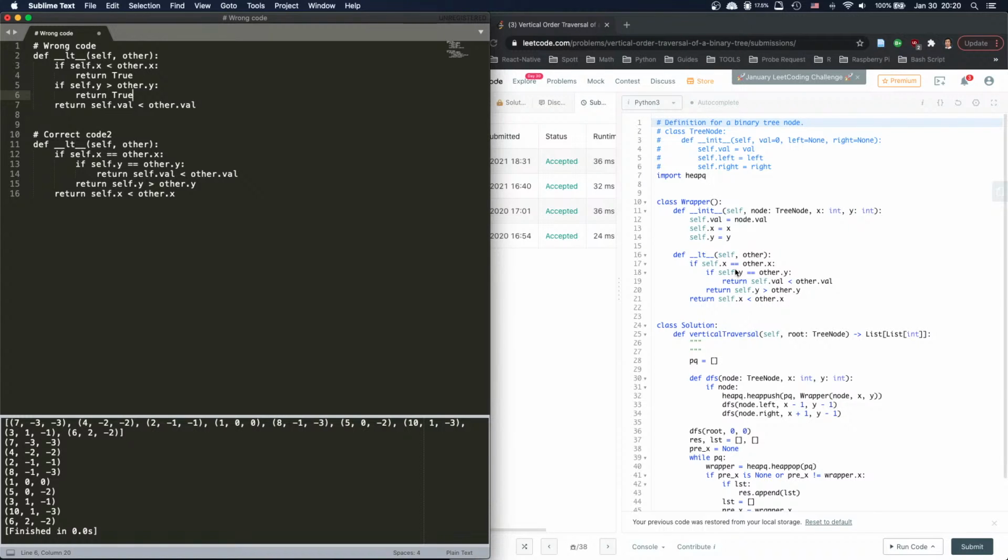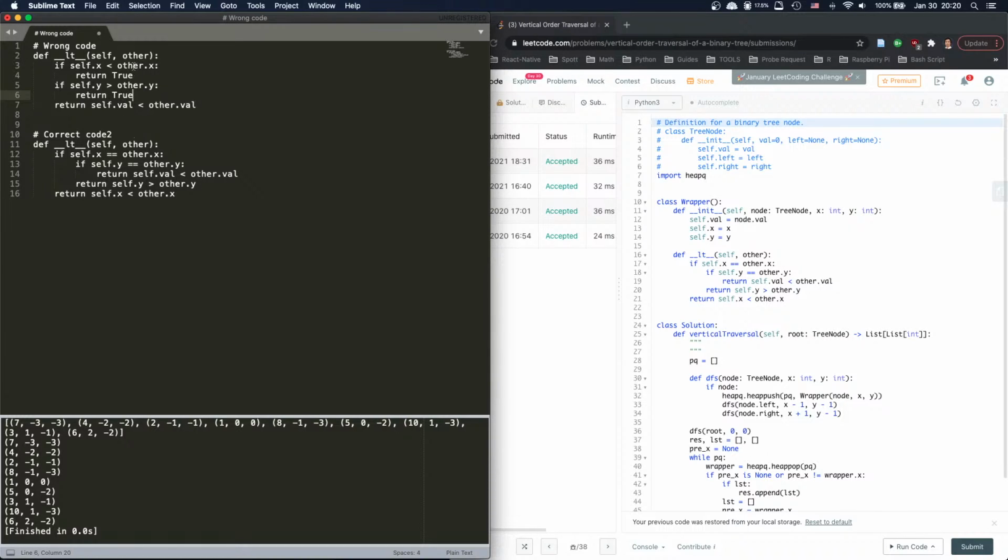So the idea is, we're going to compare on the x coordinate first. The order is the smaller x coordinate goes first, and if the x coordinates are the same, then we order based on y coordinates. The bigger one goes first, and if the y coordinates are the same, then we compare on the value. And the smallest value goes first.